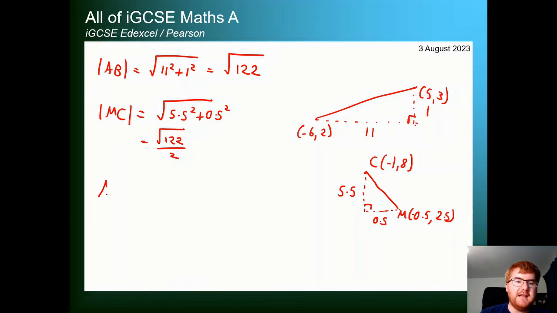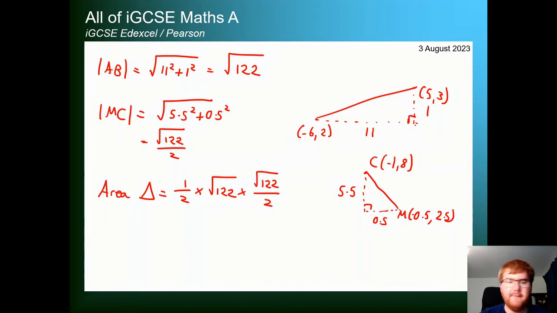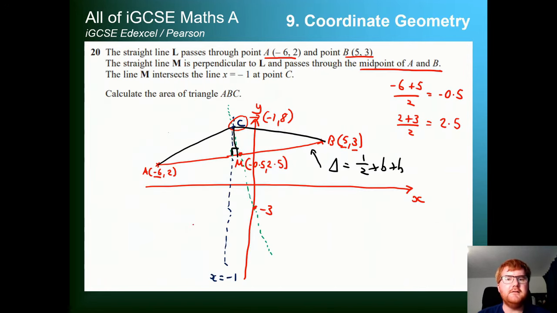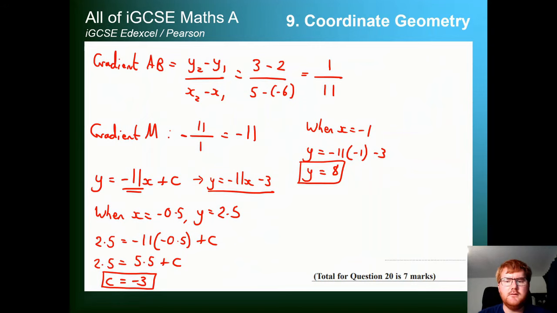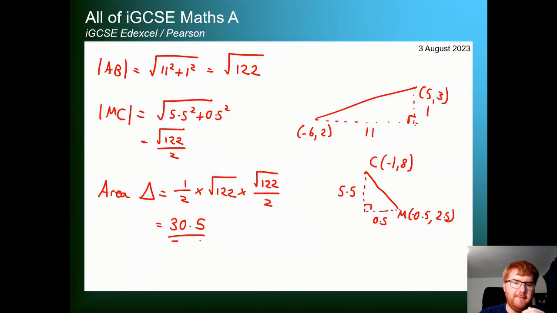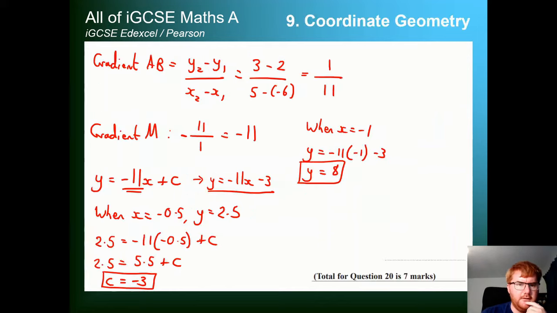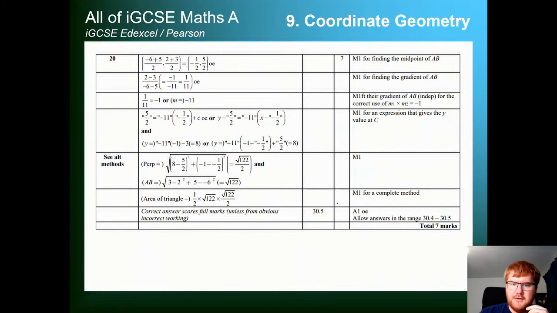Okay, and now to work out the area of the triangle, it's a half base times height, so a half times the base, which is root 122, times the square root of 122 over 2. So if we pop this in, we get 30.5 exactly. So 30.5. It doesn't tell us about units here, so we can just leave it at 30.5. That's absolutely fine. Perfect. Okay, so you can see the mark scheme here.